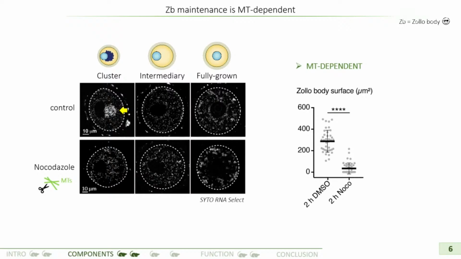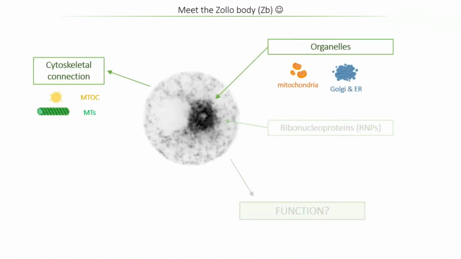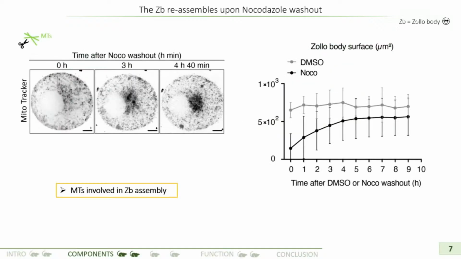Microtubules also turned out to play a structural role in the Zollo body, because if I depolymerize microtubules with nocodazole, the Zollo body disappears or anyway significantly decreases its size, as quantified here. What is more interesting is that after depolymerization of microtubules, if I wash out nocodazole, the structure reforms in the same spot next to the nuclear envelope, which indicates that microtubules are not only involved in the maintenance of the compartment, but also in the active assembly.